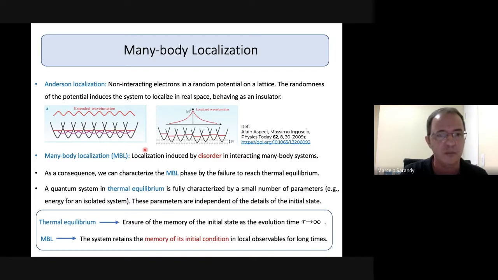So we have two situations. In thermal equilibrium, we have erasure of the memory of the initial state as the evolution time goes to infinity, right? And in the MBL phase, the system retains the memory of its initial condition in local observables if we wait long times. This is very important for my talk because this is the way we are going to distinguish in the experiment thermal equilibrium from the MBL phase. In thermal equilibrium, we have erasure of memory. In the MBL phase, we retain the memory because the system fails to reach thermal equilibrium, okay?